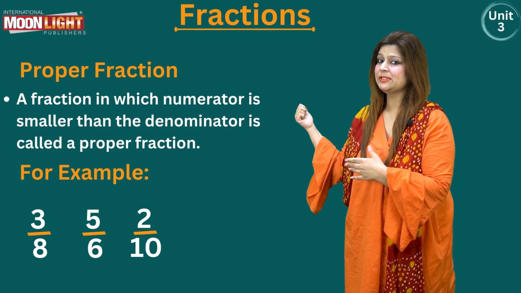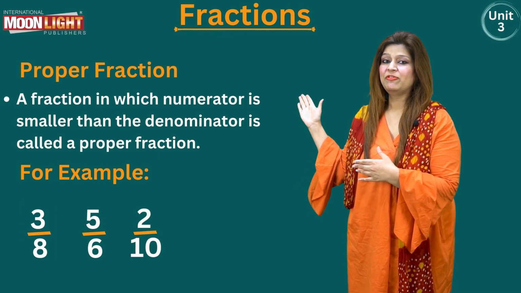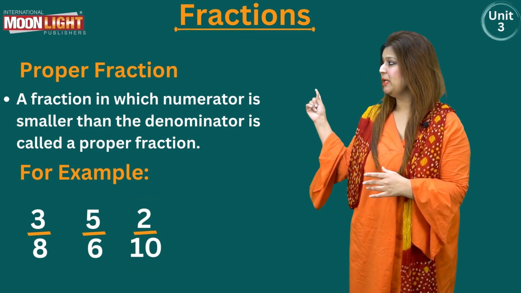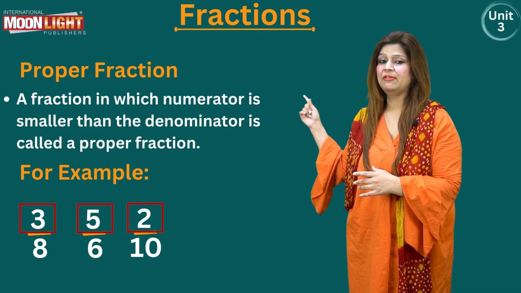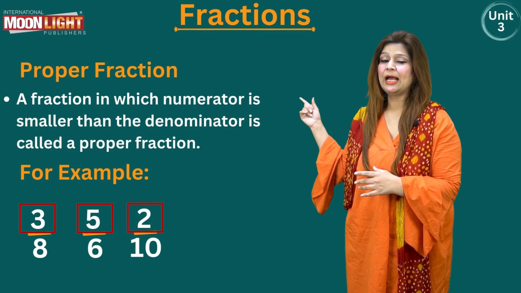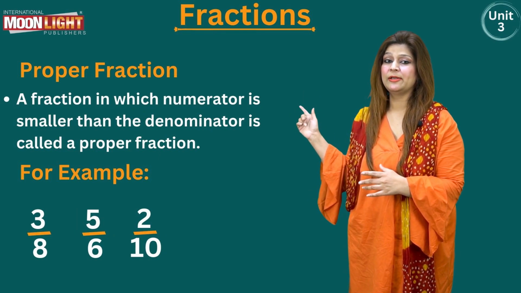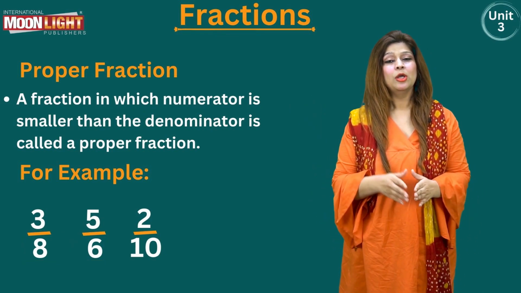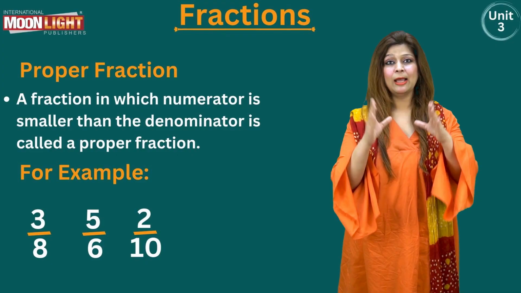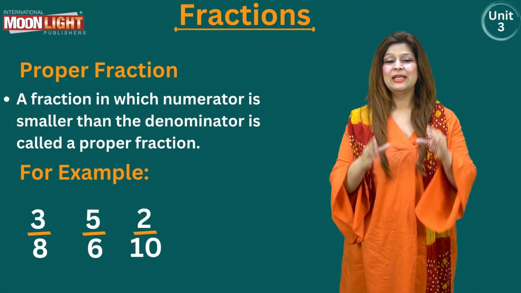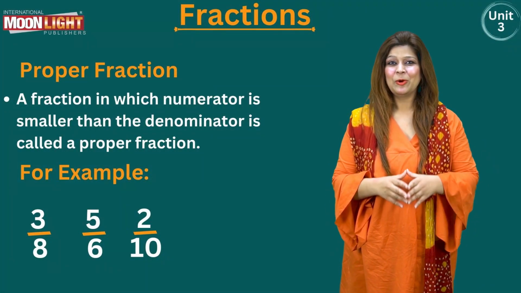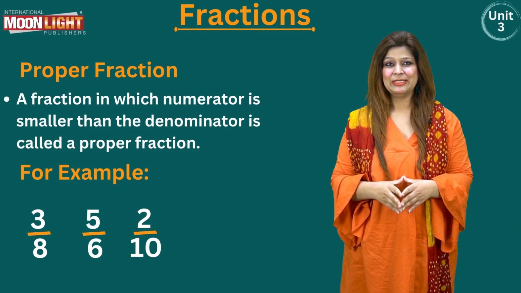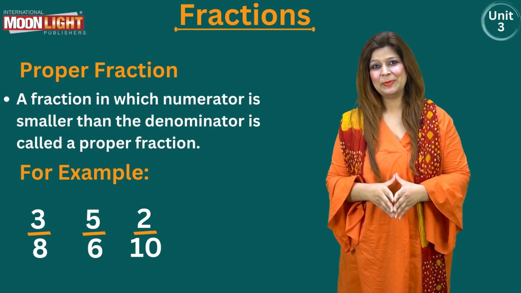So check these examples: 3 over 8, 5 by 6, 2 by 10. Here you can check one thing. The numerators, that is the numbers 3, 5 and 2, are less than the denominators, which are respectively 8, 6 and 10. So you need to remember that the top part must be smaller than the bottom part. In other words, the numerator must be less than the denominator.